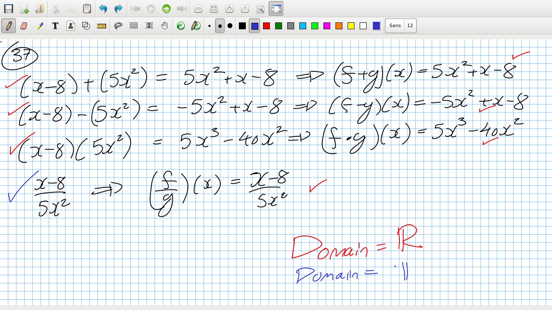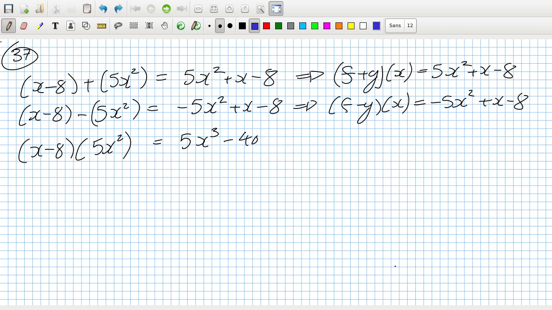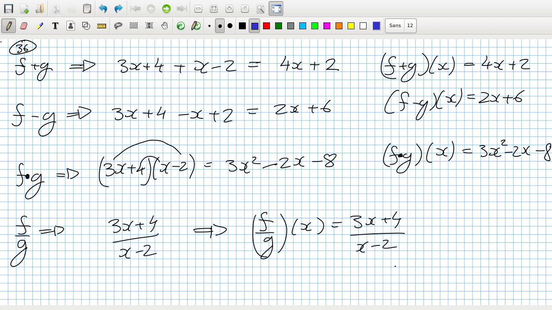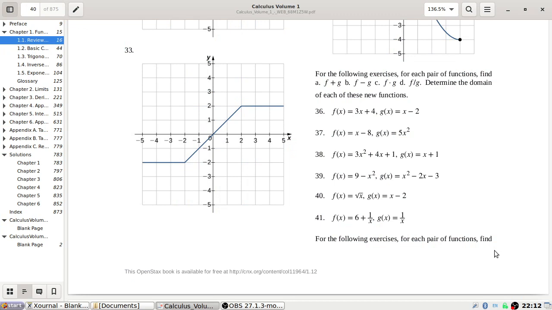Now, I wonder if I can go back in time to the previous question, if it's still in my history. Let's hope I can go all the way back. Yeah, that's good. So here, again, something similar. The domain for the first 3 is all real numbers, but not for this one. The domain is all real numbers except for 2. So we're okay now. Find f plus g, f minus g, f g, and f over g. Determine the domain of each of these.